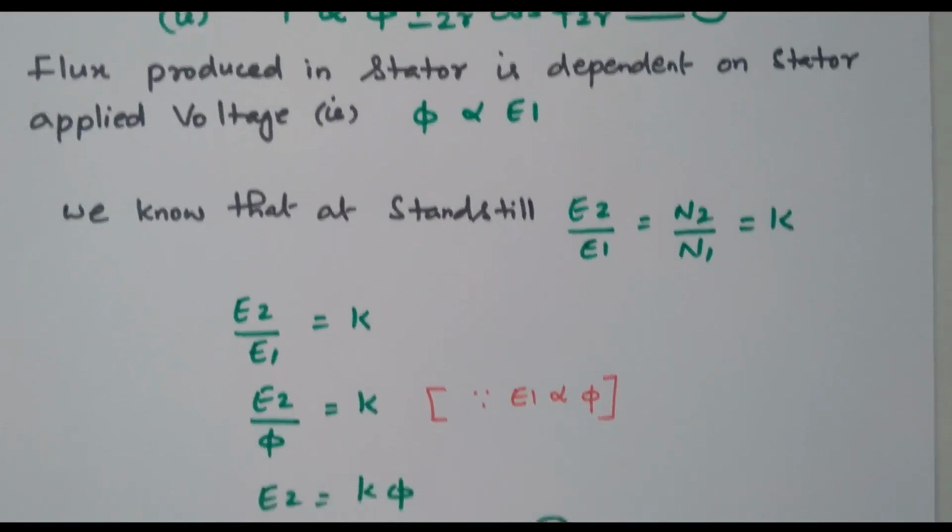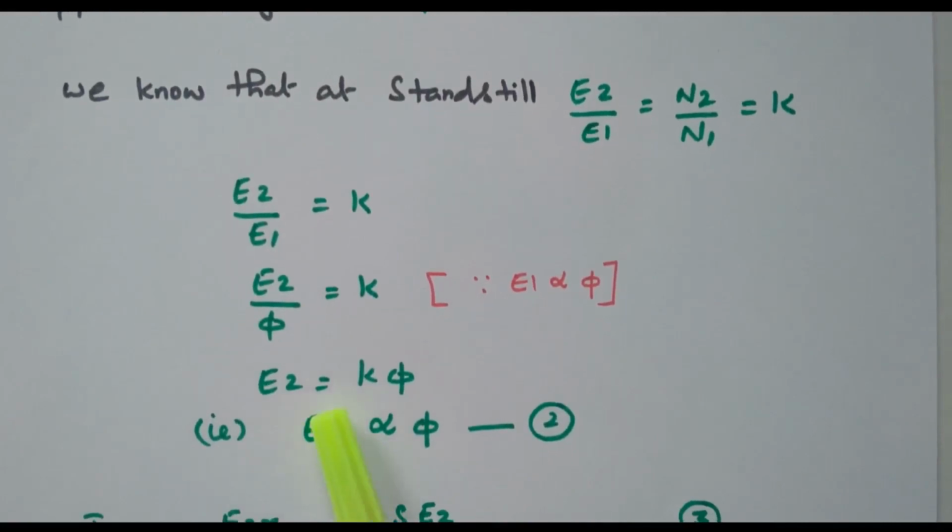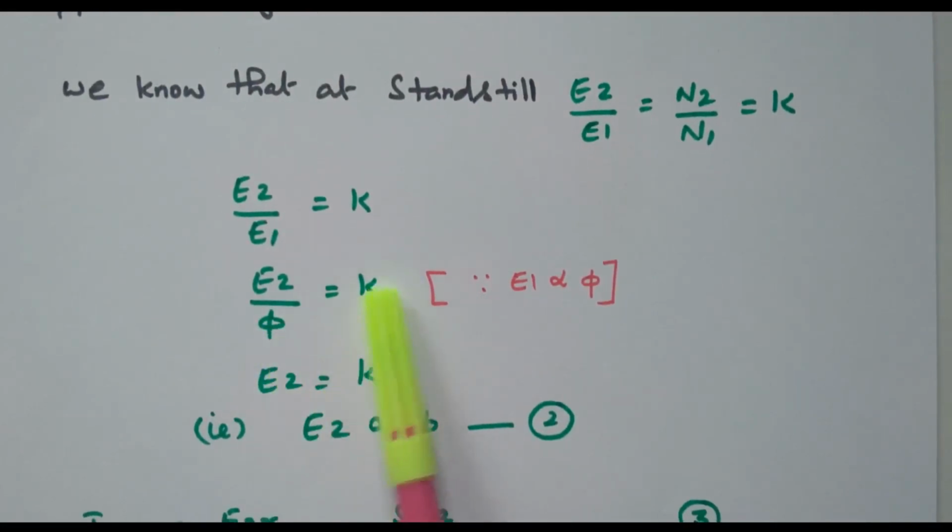So by cross multiplying, what we got? E2 equals K into φ. That is, E2 is directly proportional to φ. Already we discussed φ is directly proportional to E1, and this φ is also directly proportional to E2. Now we got the expression for the flux. Initially it is based on E1. Based on the transformation ratio, by substituting, the flux is also proportional to E2. This is equation number 2.